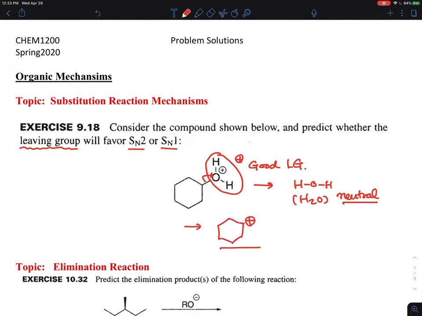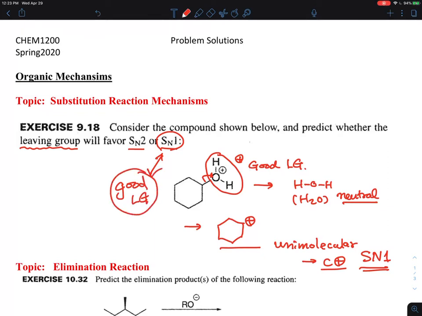carbocation as it is. It is a unimolecular dissociation to form the carbocation. So that will be a single unimolecular step, unimolecular nucleophilic substitution. So that will be an SN1. So the short answer for SN1: you are seeing the good leaving group, and that's the one that is related to this problem.